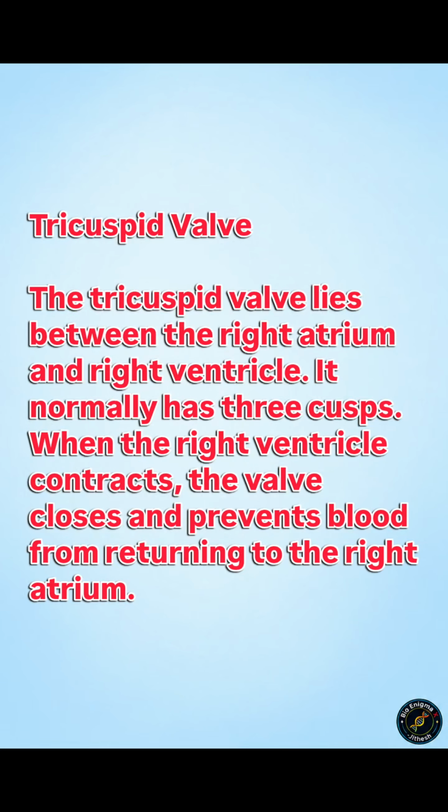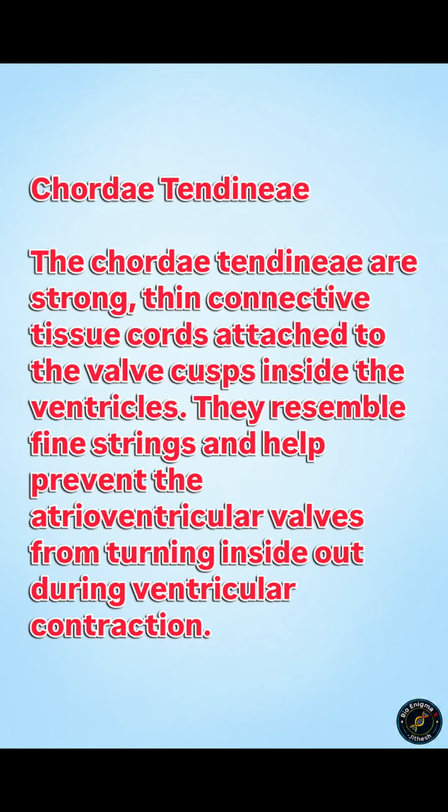Tricuspid valve. The tricuspid valve lies between the right atrium and right ventricle. It normally has 3 cusps. When the right ventricle contracts, the valve closes and prevents blood from returning to the right atrium. Chordae tendineae. The chordae tendineae are strong, thin connective tissue cords attached to the valve cusps inside the ventricles. They resemble fine strings and help prevent the atrioventricular valves from turning inside out during ventricular contraction.